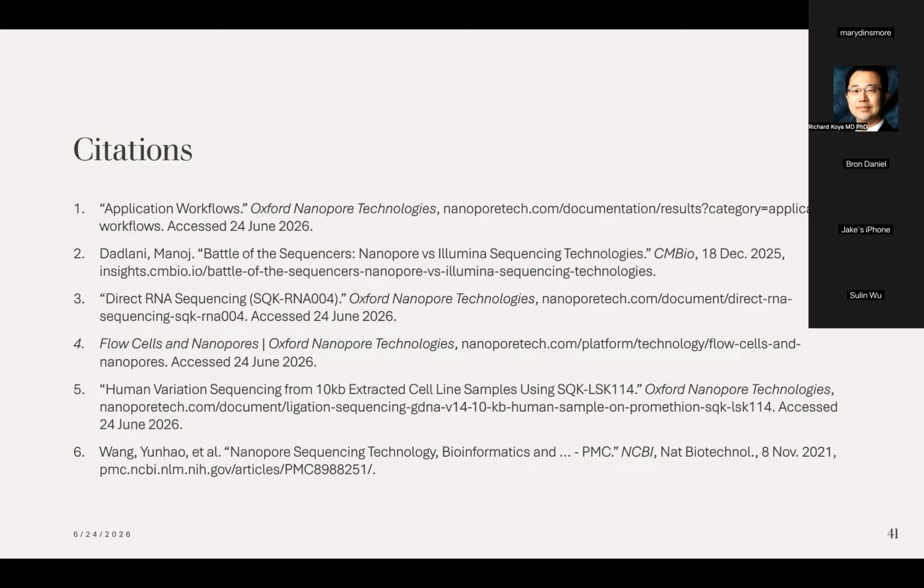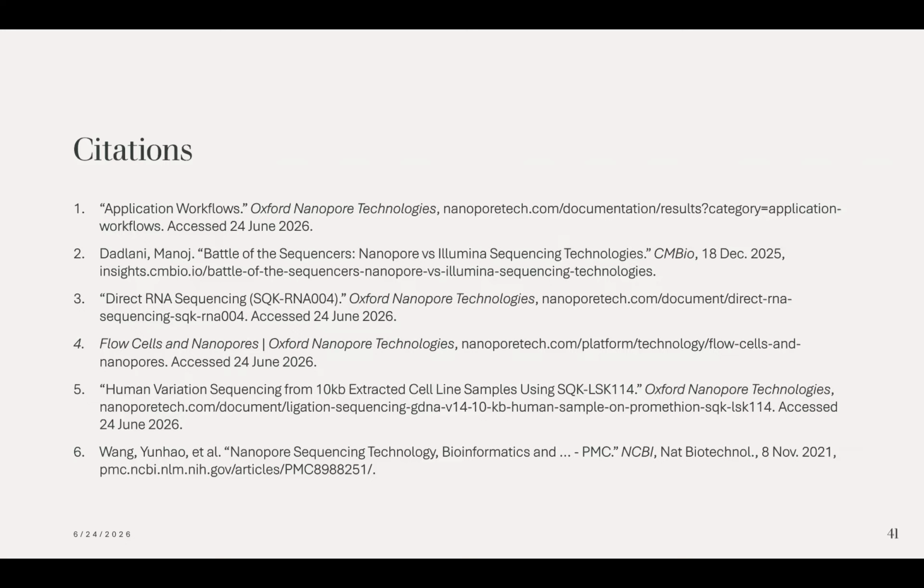Sure. But have you had any experience with programming your flow cell so it only accepts certain types of DNA across the genome? Oh, yeah, that's called adaptive sampling.